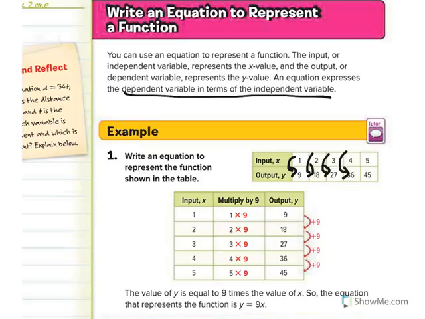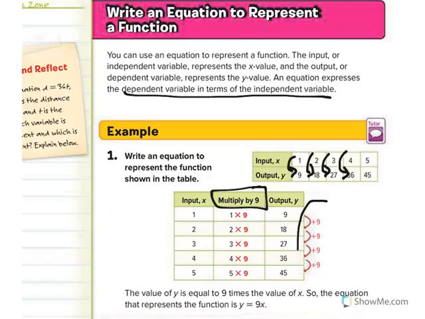So how do I get from 1 to 9, from 2 to 18, from 3 to 27, and so on, okay? You can take a look and you can probably see that to get from one to the other, from my x to my y, I'm going to multiply by 9. So that's going to be my rule here, to multiply by 9.